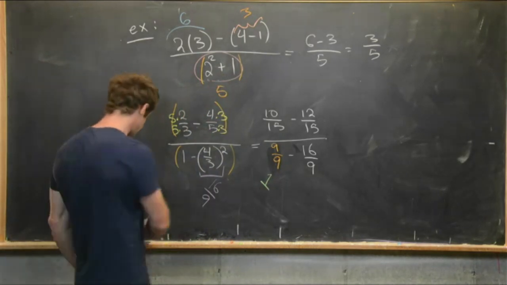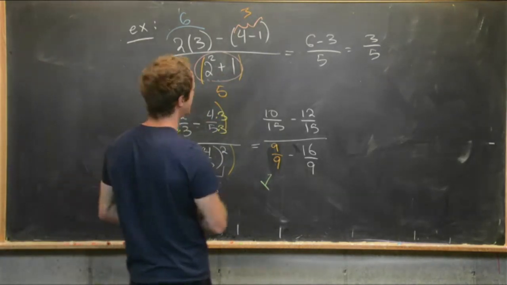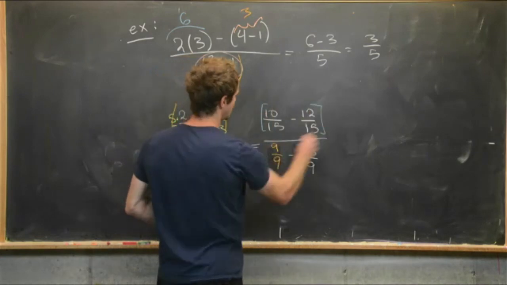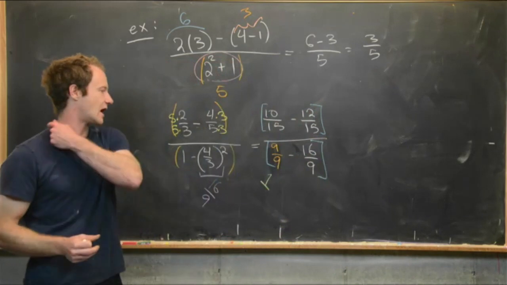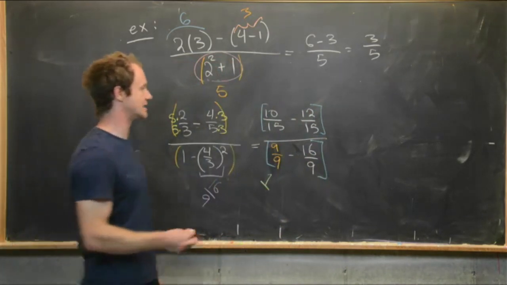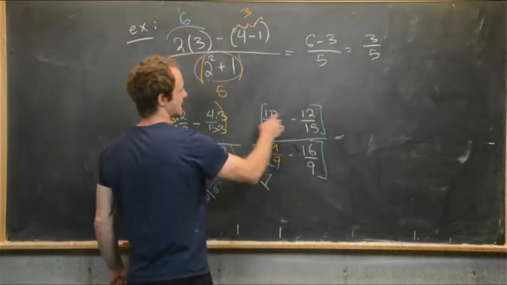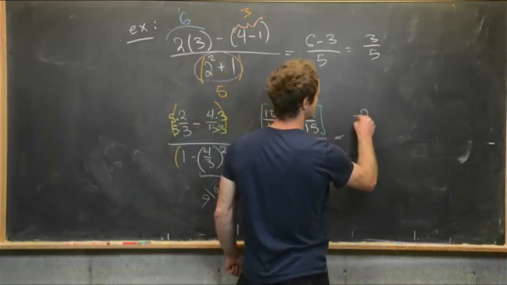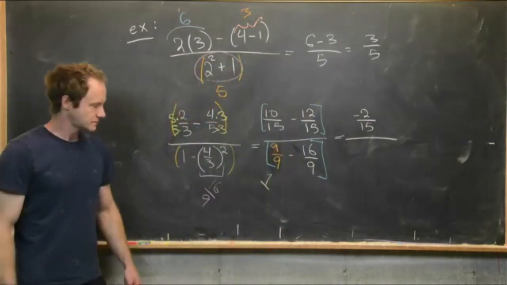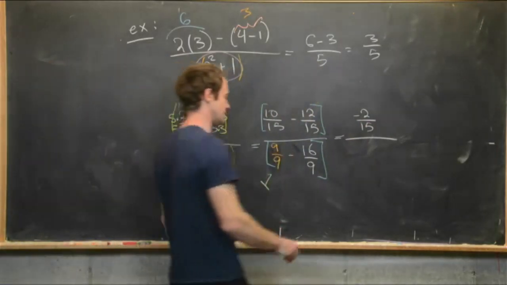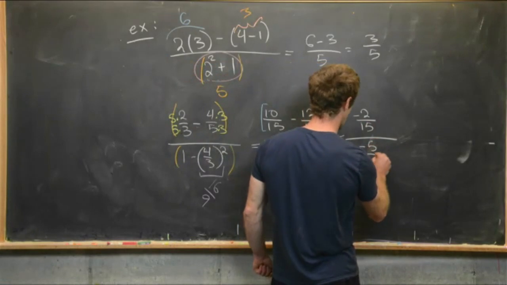And now we're good because this numerator and the denominator are both combinations of fractions that have common denominators, and we can really go at it. So let's see. We've got 10 minus 12, so that's going to be negative 2 over 15 over... So 9 minus 16, that's going to be negative 5 over 9.